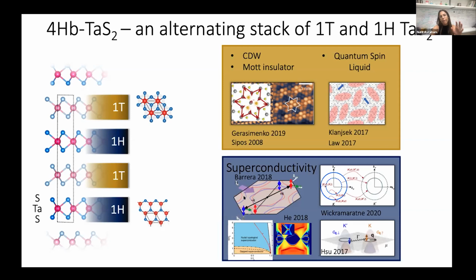In the bulk form, the TC is about 0.7 Kelvin, and in the thin limit, the TC was shown to increase to around 3 Kelvin, and in this form of 4Hb tantalum disulfide, it was found to be 2.7 Kelvin. So this form of 4Hb is an extremely interesting stacking, and it's interesting to see how these phenomena are affected when they are coupled in this stack.